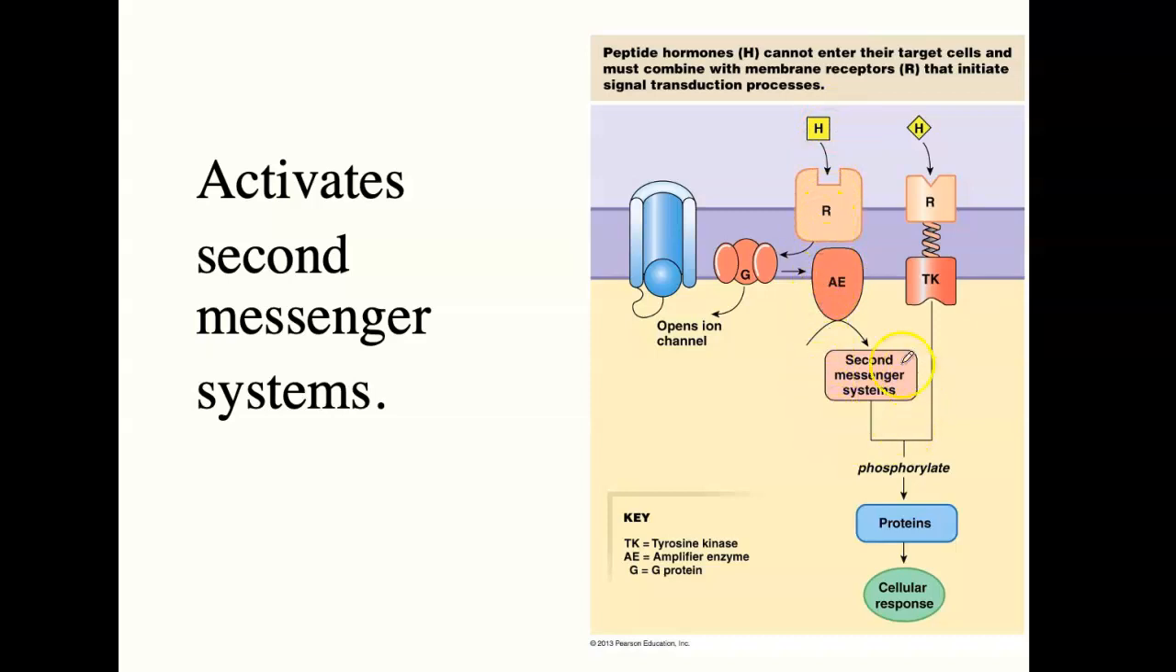So it's the second messenger then that can change something in the cell. What's it going to change? It's got that phosphorylation. It's going to attach onto the protein, and you're going to have a cell response. Okay, this is how this group of hormones works.